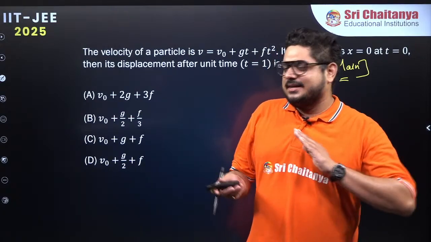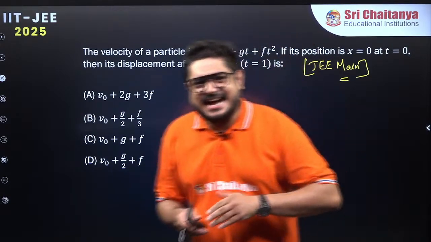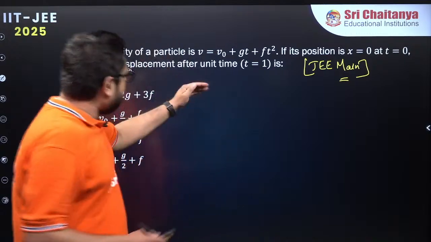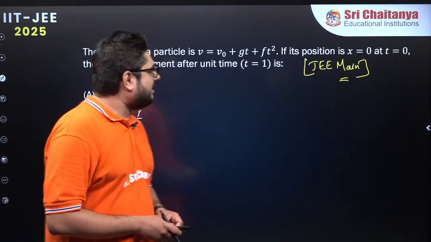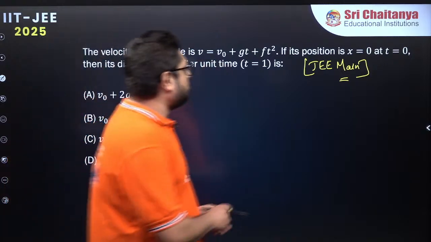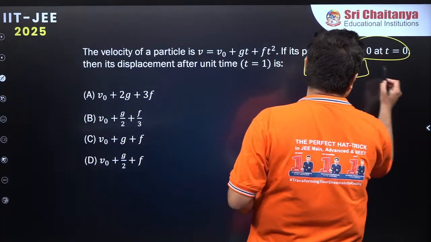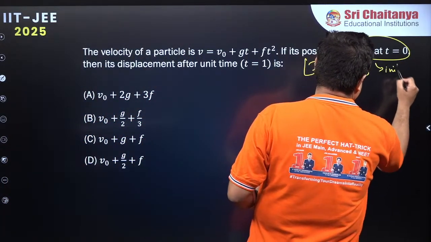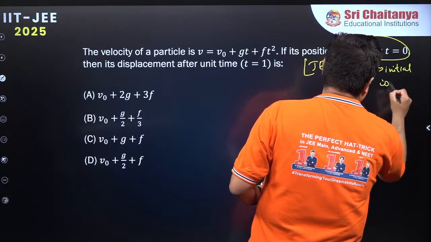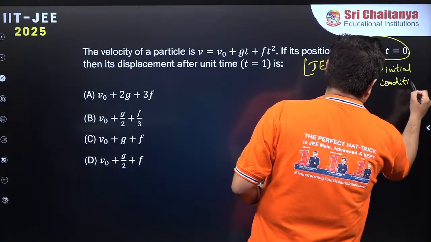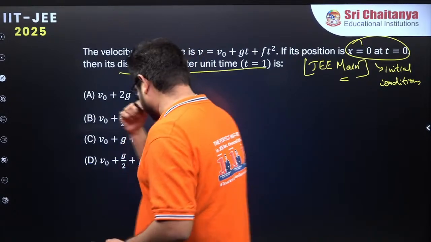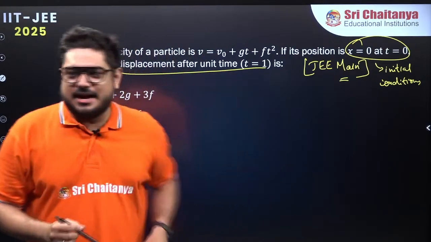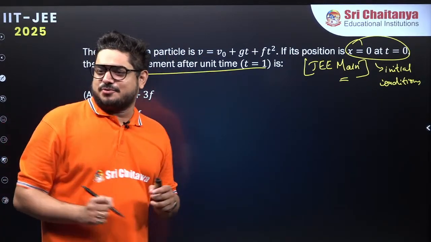So now over there you can see that the velocity as a function of time is being given, v is equal to v naught plus gt plus ft square. If its position is x is equal to 0 at t is equal to 0, means they are giving you the initial conditions in this problem. What you need to find out? You need to find out the displacement after t is equal to 1 seconds.